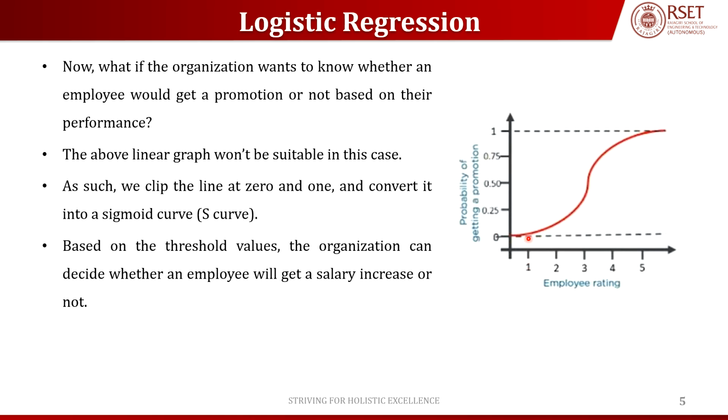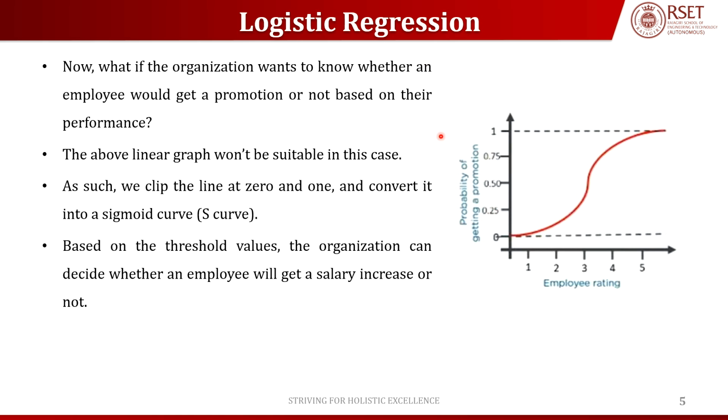Here, if the employee rating is 1, I can clearly say that the probability is 0, that means he is not going to get promoted. If the employee rating is 5, I can directly say that the probability is 1, so definitely he will get promoted. And what if the employee rating is 2, 3 or 4? Suppose it is 4, in that case it is going to be 0.75. So what is the chance that the employee will get promoted or not? If it is 3, it will be somewhere over here, that is 0.5. It is the probability of getting promotion. So logistic regression is a probabilistic model.